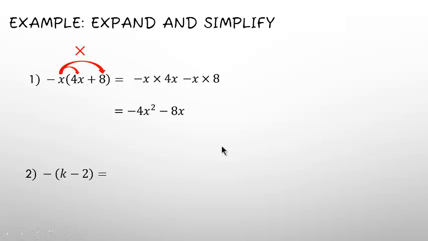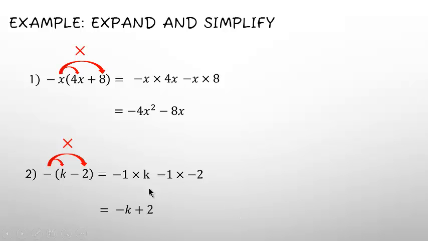Looking at another example, we have negative (k - 2) in brackets. Now looking at this one, it has a negative outside the brackets. We don't have a number there, but we know that we don't write 1. So if there's no number there, we know it is negative 1 times (k - 2). So starting off, we have negative 1 times k. Then we have negative 1 times negative 2.